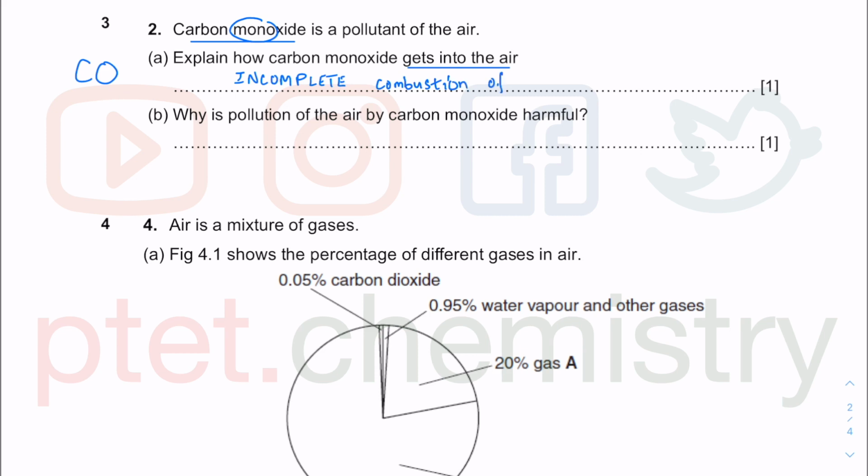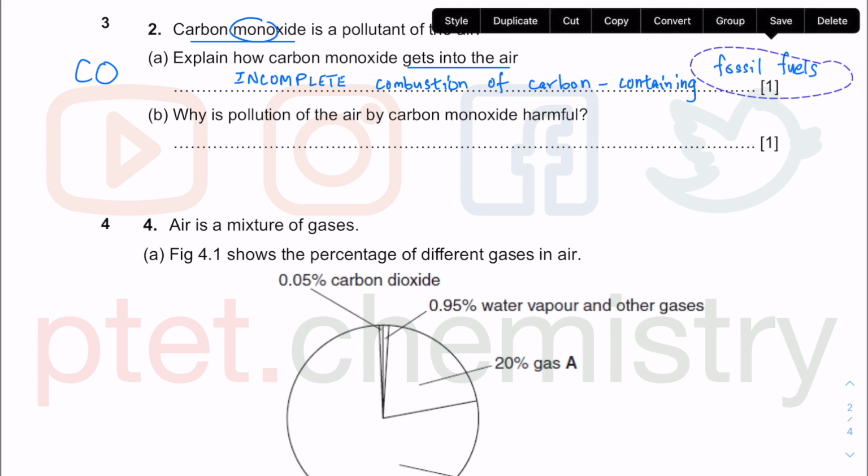What are you burning? You are burning fossil fuels, and these fossil fuels, when they burn incompletely, they will give you carbon monoxide. Now, it's also stated in the syllabus that this must be carbon containing fossil fuels. So we got to be very careful about our use of English. We have to follow the syllabus. So the fossil fuels must contain carbon. When they burn incompletely, we will get carbon monoxide.